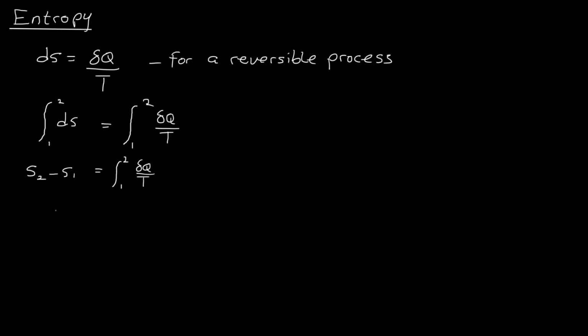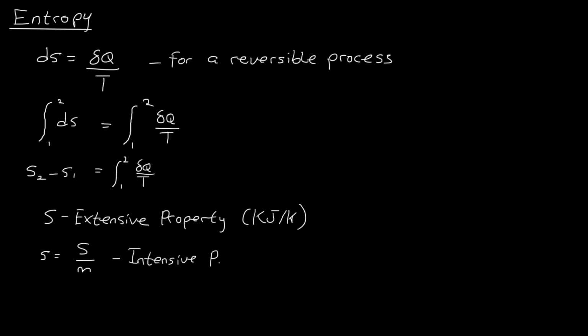Entropy is an extensive property of a system, and it is measured in kilojoules per Kelvin. The specific entropy is an intensive property and has the unit kilojoules per kg per Kelvin.